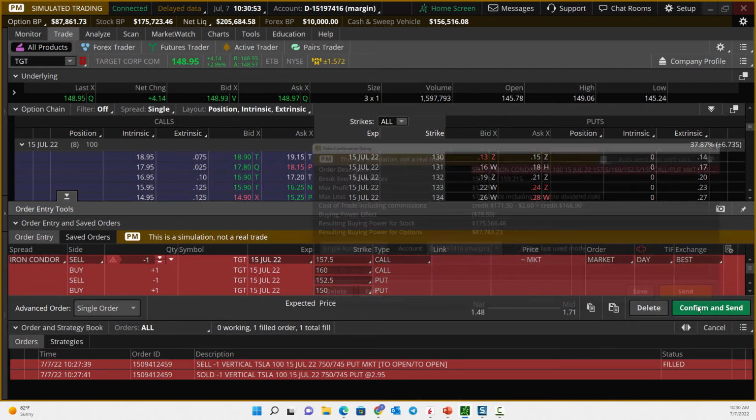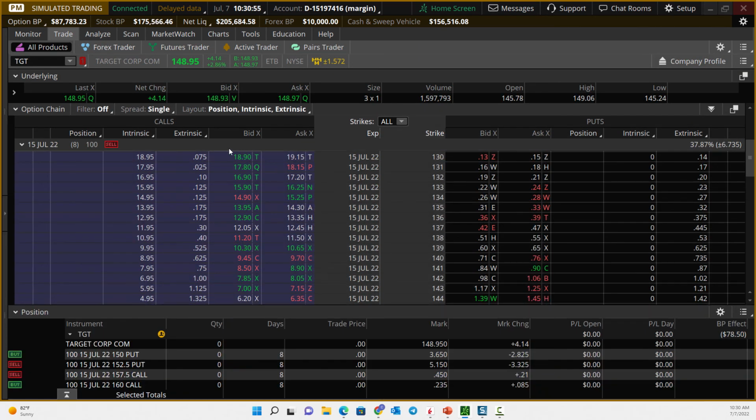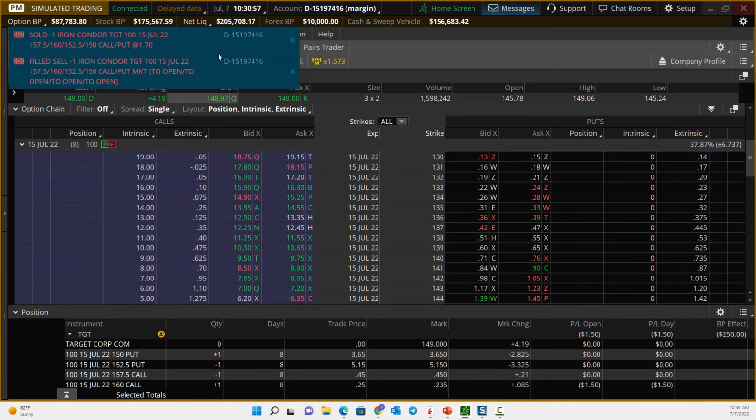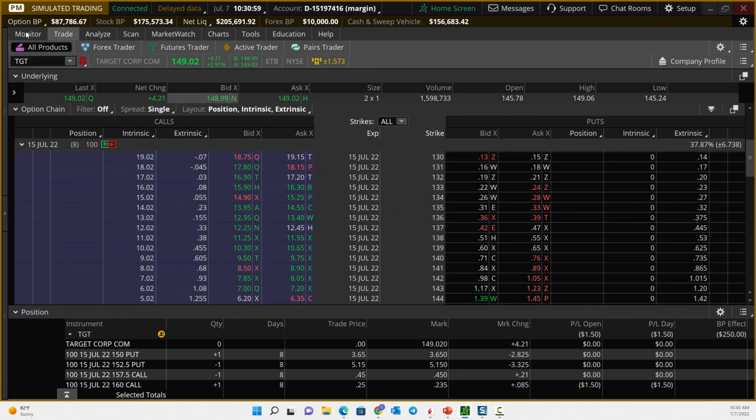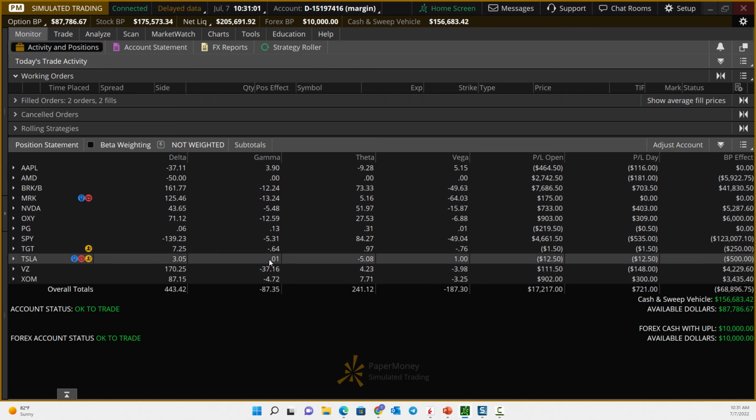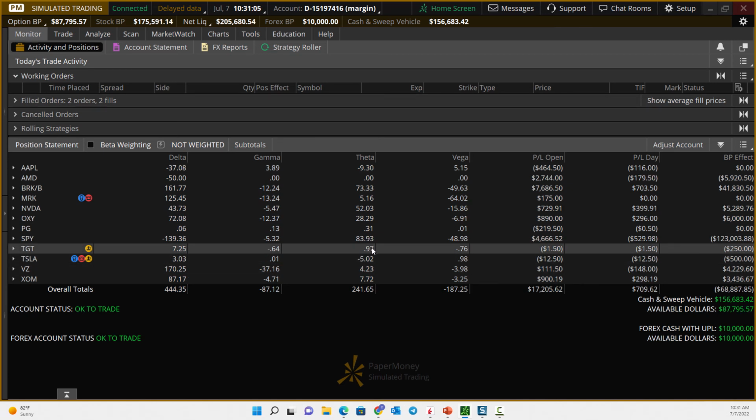Let's just send a market order so it executes. So we got $1.70 credit. One would think, well, that should be a theta positive. No, it's basically neutral is what it's showing, but it will turn theta negative. I think it's neutralized right now pretty good.